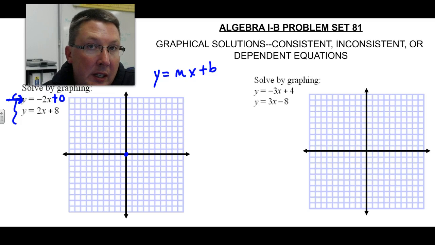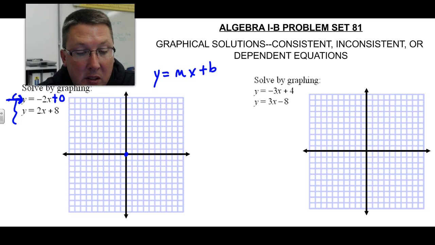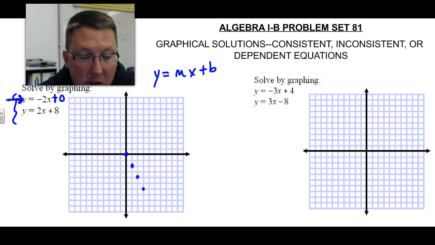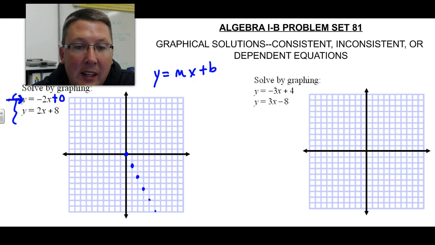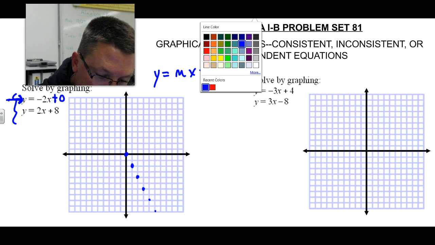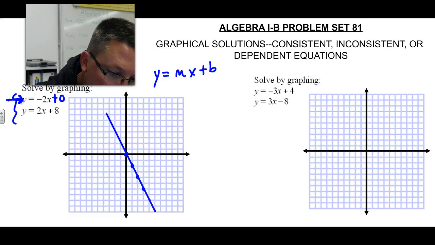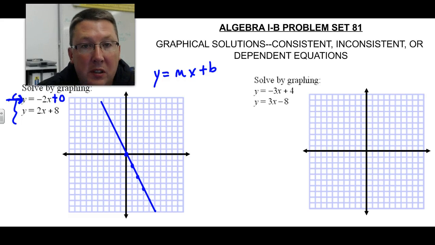Slope of negative 2, that's rise over run. So this line is going to go down 2 over 1. Down 2 over 1. And I can keep taking those stair steps down 2 over 1 until I get several points, and then I can draw my line. Let's make the line blue. So it starts down here. All right, so there's my first line.